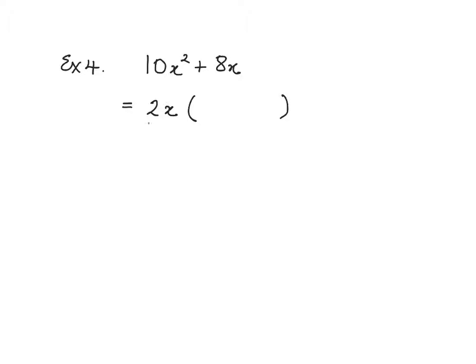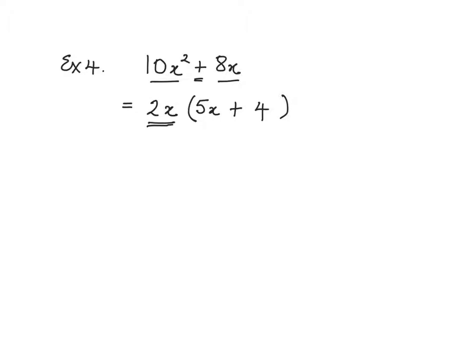What do I multiply this 2x by to get 10x squared? I multiply the 2 by 5, and I multiply the x by x to give me x squared. What do I multiply this 2x by to get 8x? That's nice and simple. That's a plus 4. Remember, this is a plus here as well.